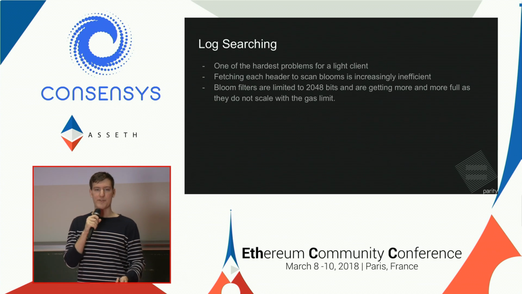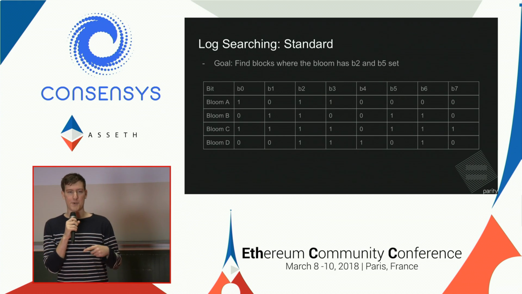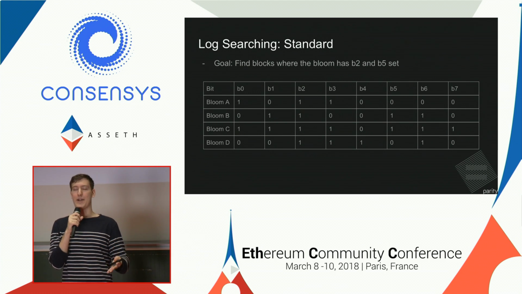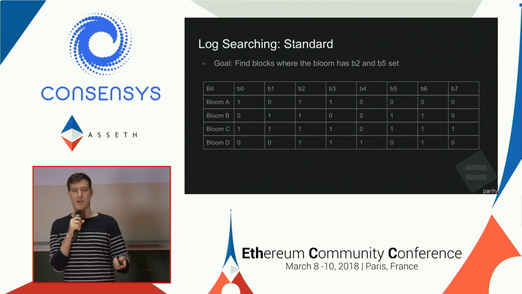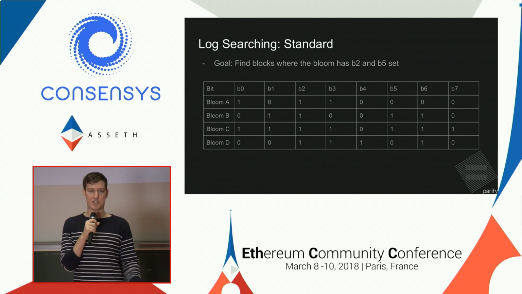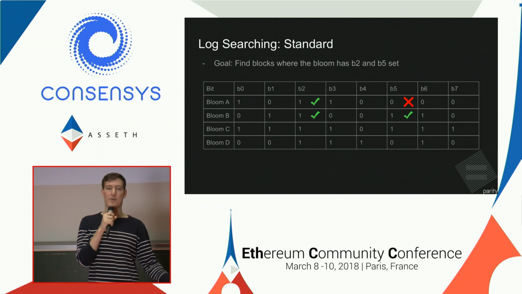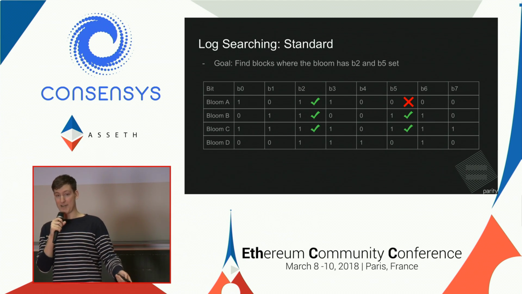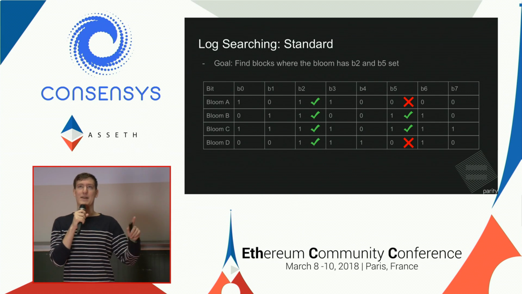So I'll talk about a few different ways that log searching can be done. The standard way is basically just download the blooms for, say, block A, B, C, and D, or rather you download the whole header and the bloom is contained therein. And let's say we want to find a bloom filter where bits 2 and 5 are set. So we can just check all of those individually. So the first one matches, the second one doesn't match, the third one does match, and the fourth one doesn't. But you can imagine if you had to do that 5 million times that it could be quite slow.